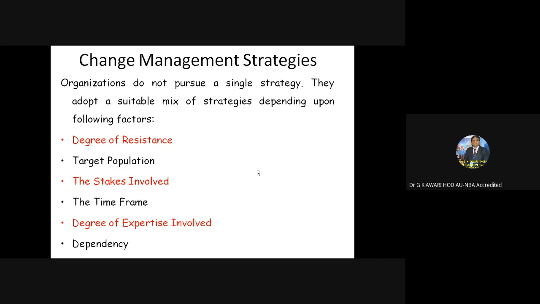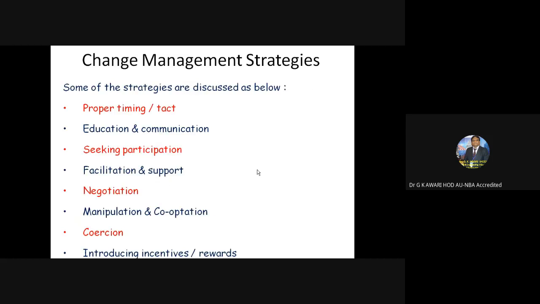So these are the factors: degree of resistance, target population, stakes involved, time frame, that is, how much time we have to implement it, degree of expertise involved, what kind of expertise is involved, and dependency also. Some of the strategies we are discussing now are proper timing and tact. Introducing the change at the proper timing. If Nokia brought out a dual SIM mobile after the time had passed, it was not successful then. Within the time it should be introduced.